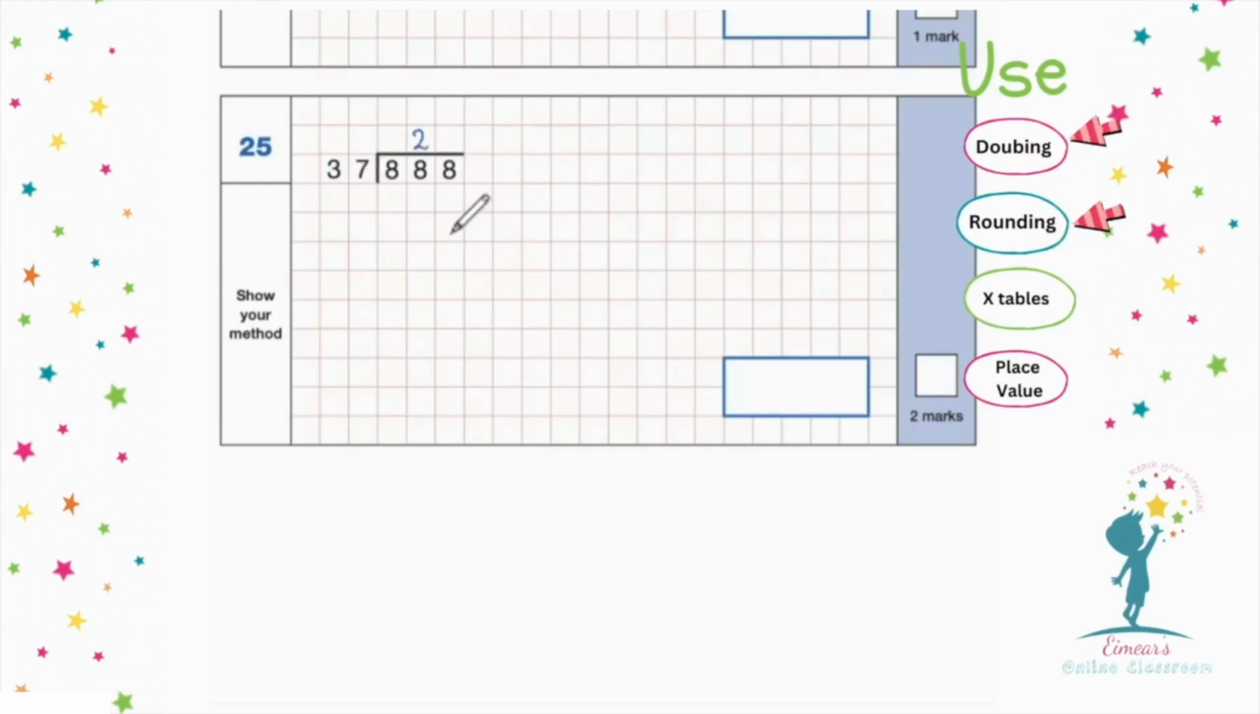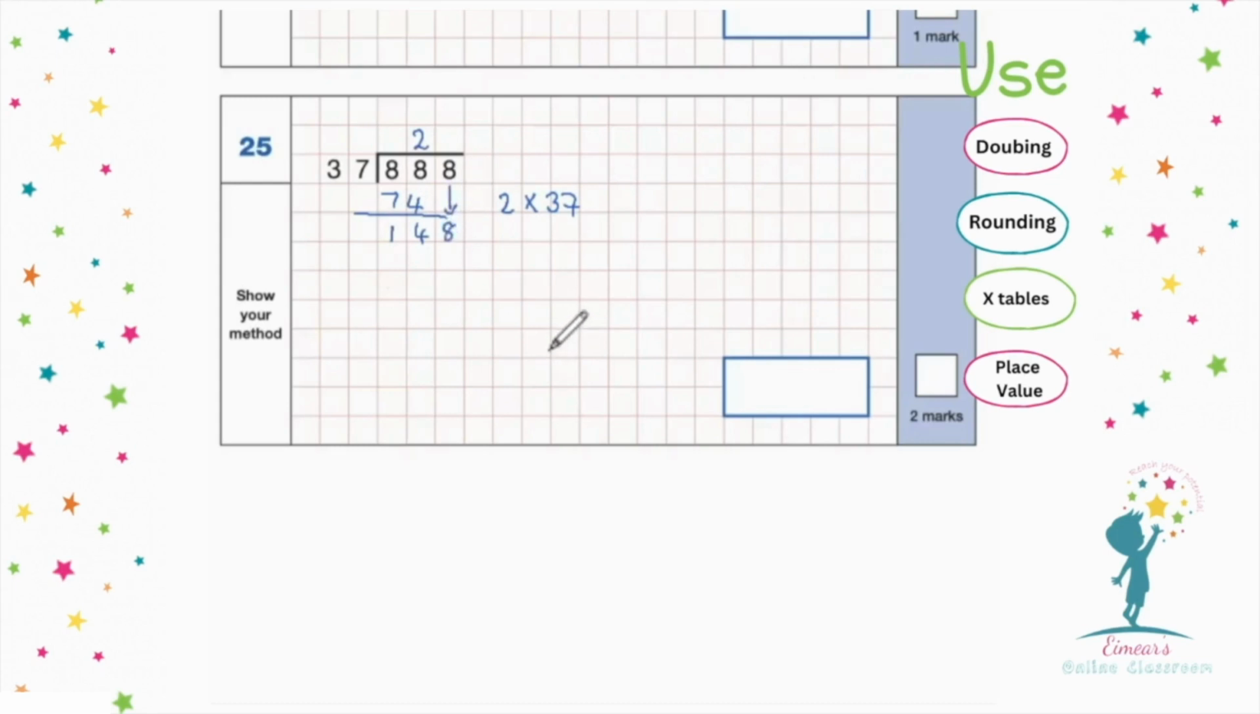Now, what are two 37s? We can use doubling to help us. 2 lots of 30 are 60, and 2 7s are 14. So 60 plus 14 is 74. And we're going to record that here. It's 2 times 37. And then we take it away from the 88. So 8 take away 4 is 4, and 8 take away 7 is 1. The next step is that we bring the 8 down and we record it here.